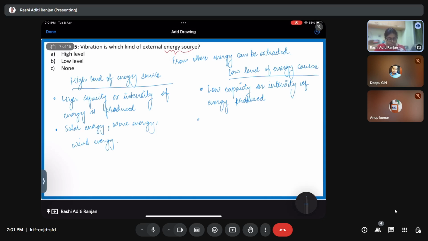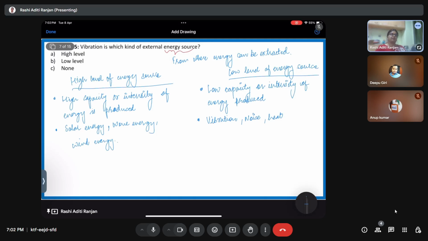Now, what are the sources? Vibration, noise, heat. By heat, what I mean is the excessive heat, which happens because of heating of a machine. The question is that this noise, vibration, and heat, how is it even an energy source?